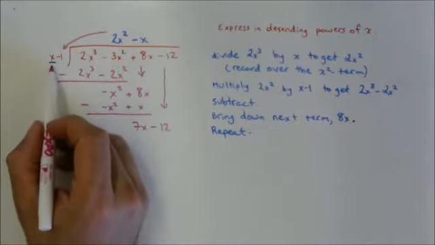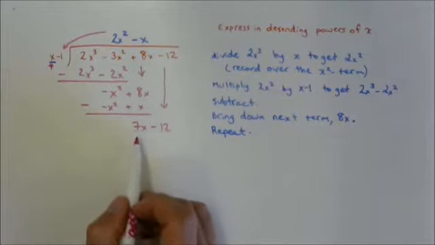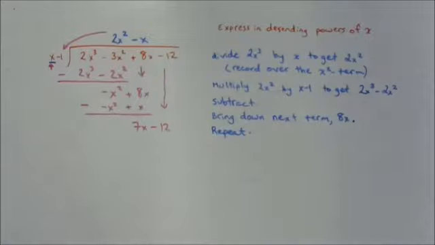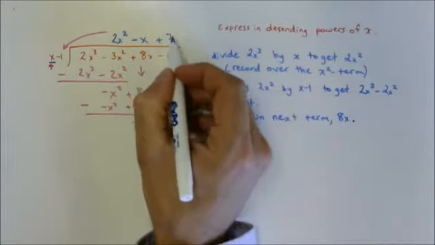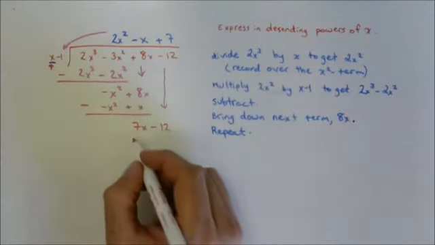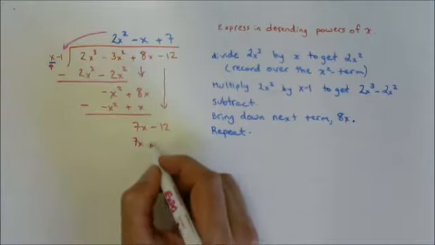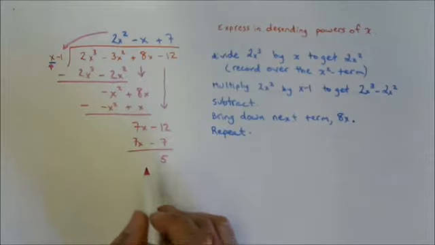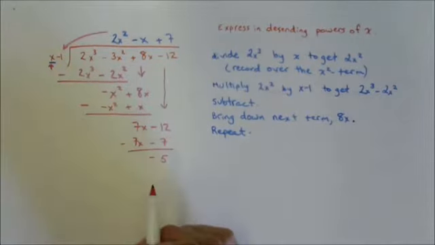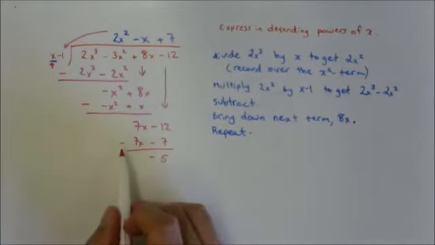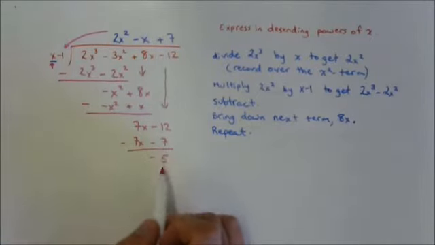And now we're looking at that first term in the binomial again. How many x's fit into 7x? 7x divided by x is positive 7. Multiply back down through x minus 1, so you end up with 7x minus 7. In this case, we end up with a remainder of negative 5, because we need to subtract through. Negative 12 minus negative 7 is negative 12 plus 7, which is negative 5.